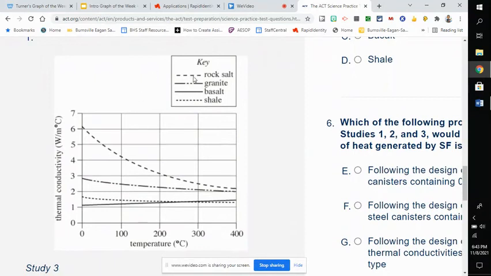The rock salt is the dashed line, and 500 degrees Celsius. What is the thermal conductivity? Well, here's rock salt. At 100 degrees Celsius, 200, 300, 400. Oh, 500 isn't on the scale. We have to do what's called extrapolate. To extrapolate means to go beyond the data to predict what the number might be. Okay? Well, what do you think it would be?